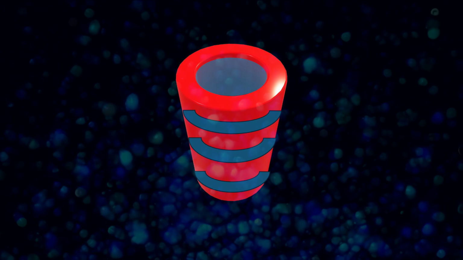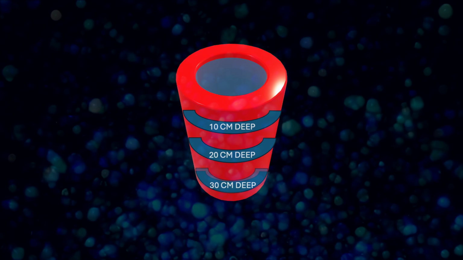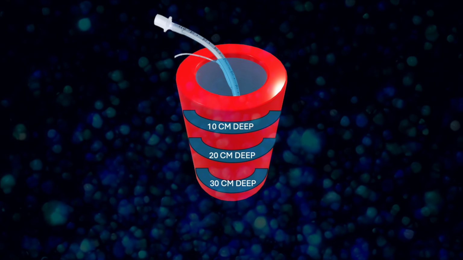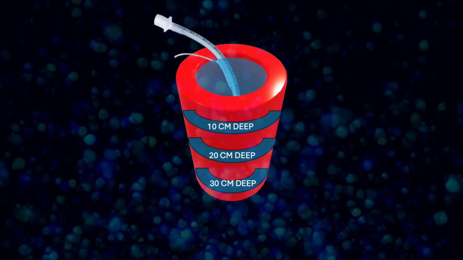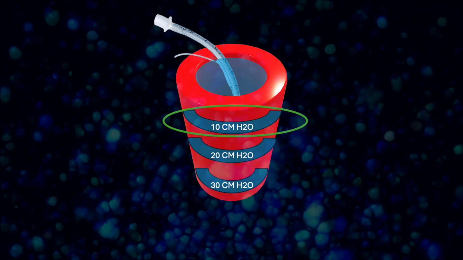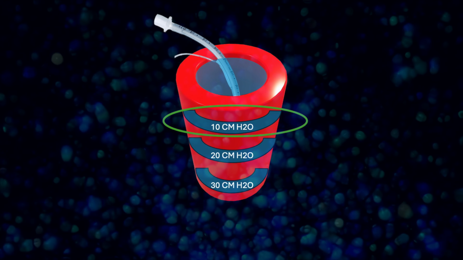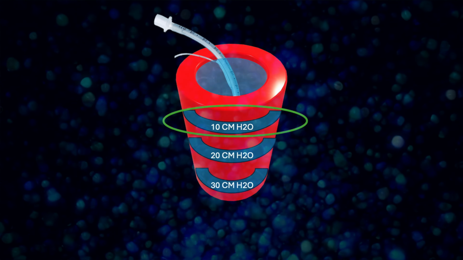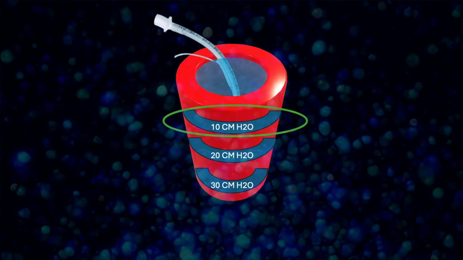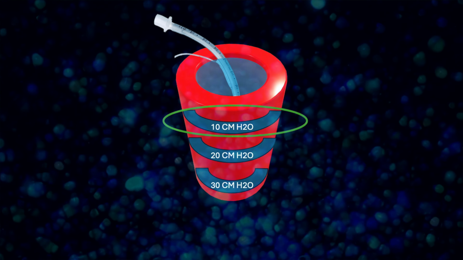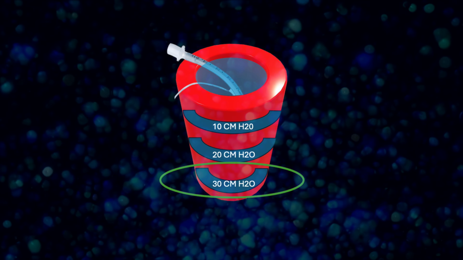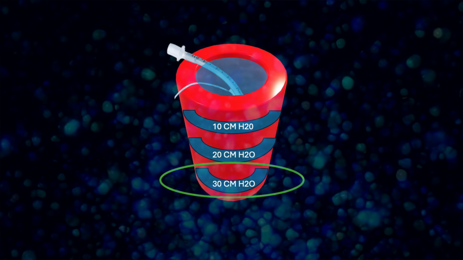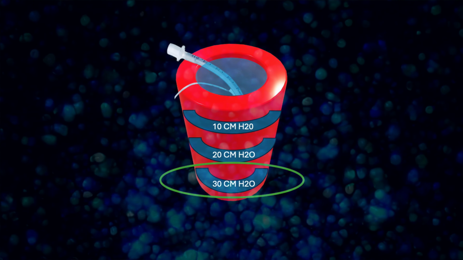Look at this column of water. Think of each mark as an actual depth of water. Imagine attaching a ventilator circuit to this cylinder and placing the endotracheal tube at a depth of 10 centimeters. In this scenario, you would need at least 10 centimeters of water pressure to overcome the weight of the water and make air bubbles. If you inserted the tube deeper to the 30 centimeter mark, you would require 30 centimeters of water pressure to displace the water.